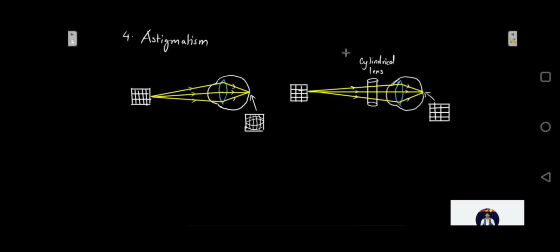Astigmatism results in lines in one direction being well focused, while those in the perpendicular direction will be distorted or curved, as shown in the figure. So if you see this image, one of the lines will be focused, and the other lines might be seen distorted because of astigmatism. So how can this defect be corrected?